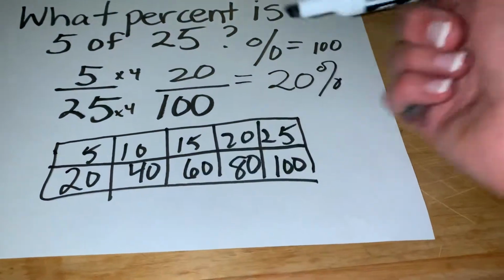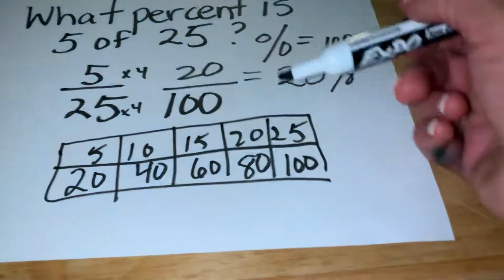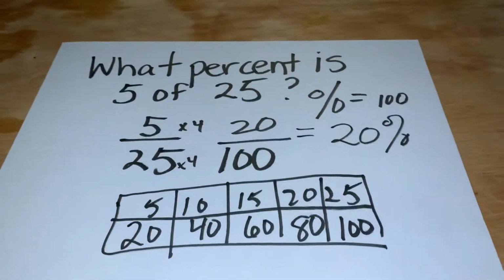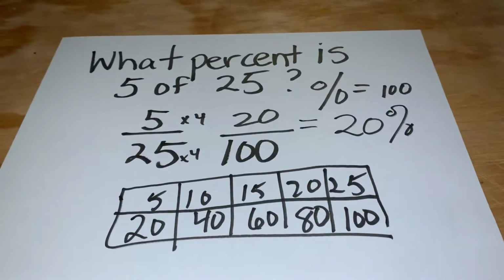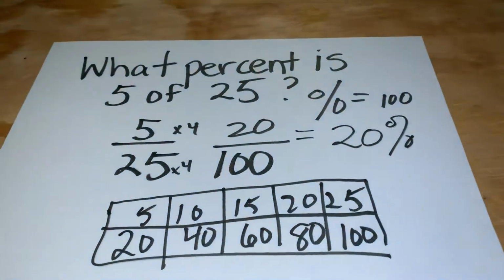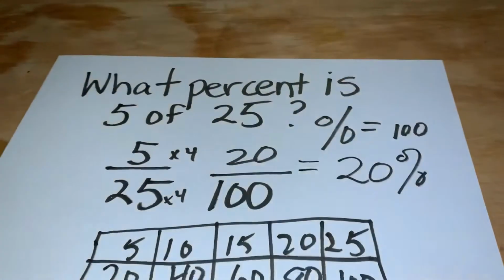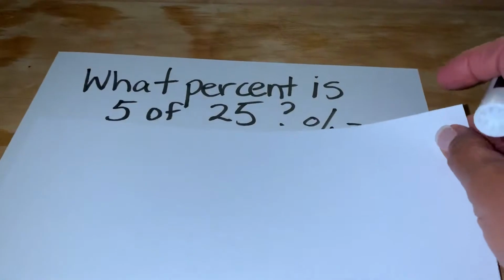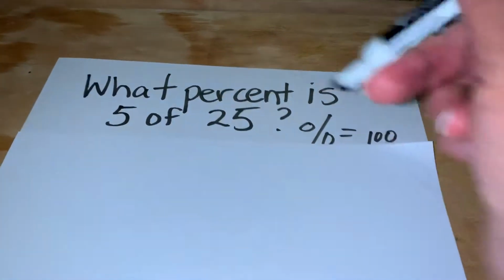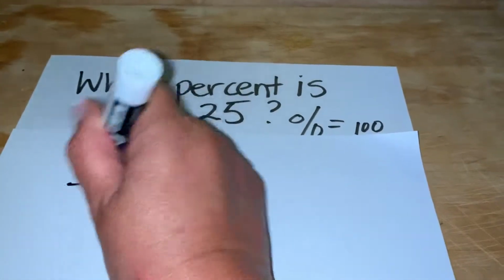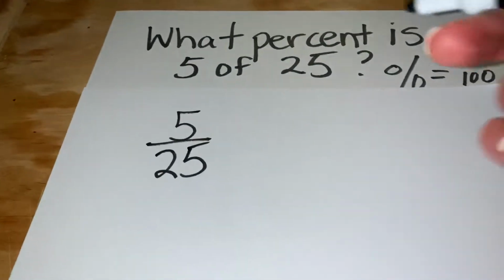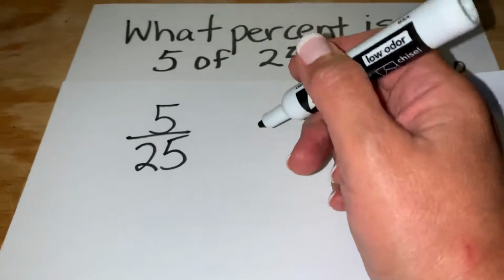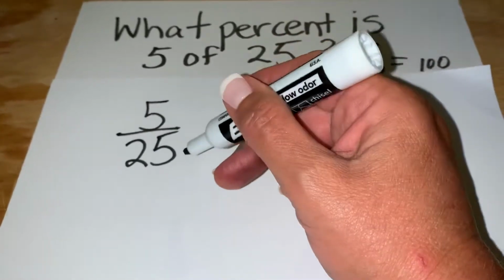So that's two ways we see with an equivalent fraction and a tape diagram that we can answer that question. What percent is 5 of 25? And yet, there's one more way that you've learned to do that. We're going to go back to that 5 of 25. 5 is what percent of 25? Remembering, we can always divide the bottom into the top, the denominator into the numerator.